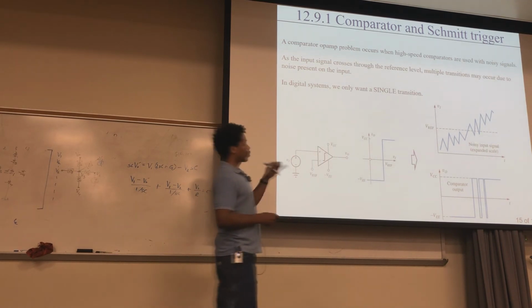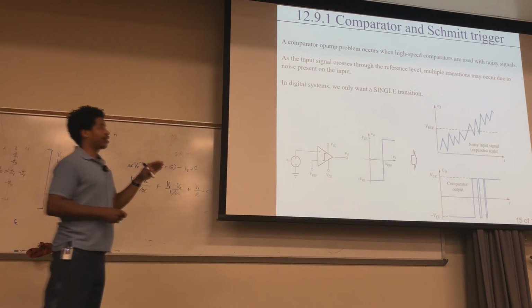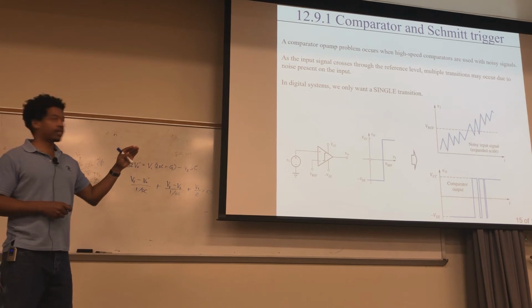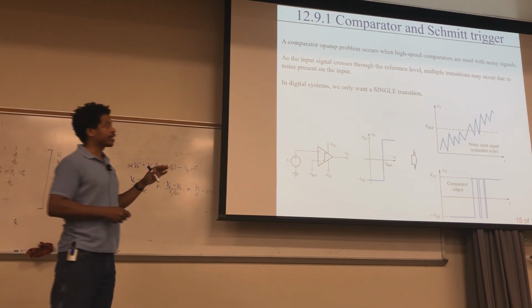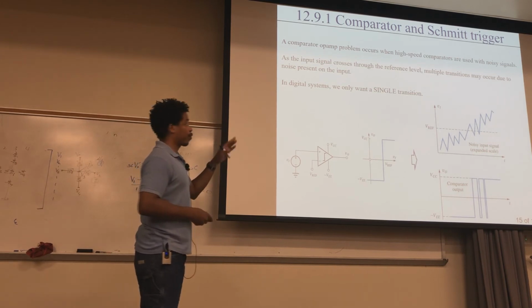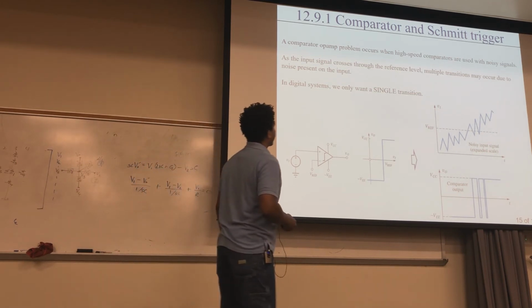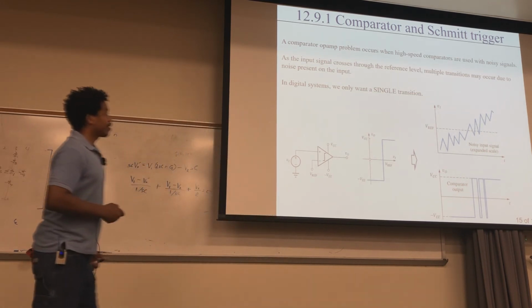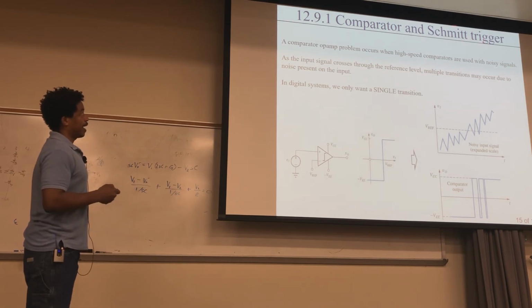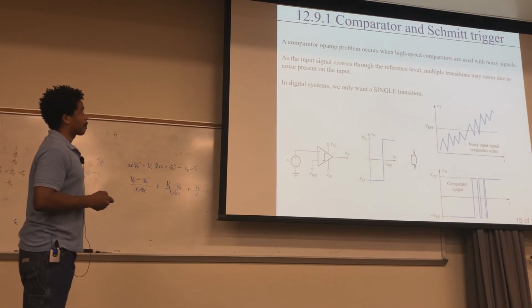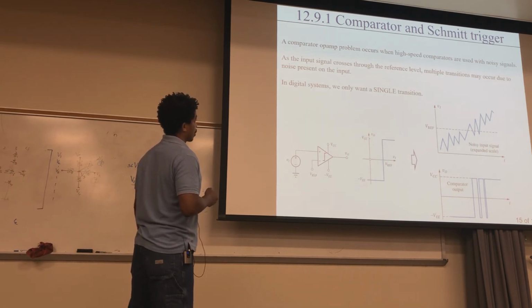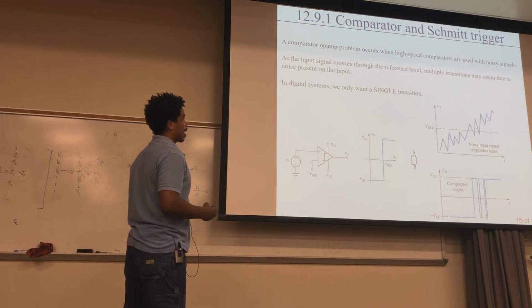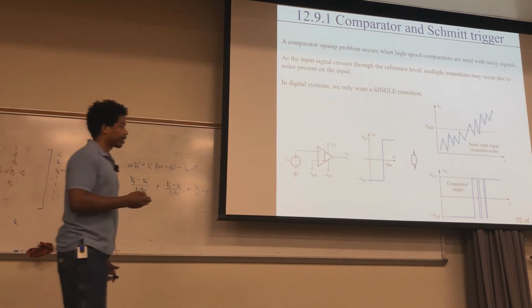You want it to switch, and stay in this state until you have a large enough signal coming in to switch it to another state. And you don't want the noise that comes in to do your switching for you. Okay, so the idea here is to use a Schmitt trigger to handle that. And of course, that's really important for digital systems because a lot of times you only want a single transition at a time and not all these multiple transitions.